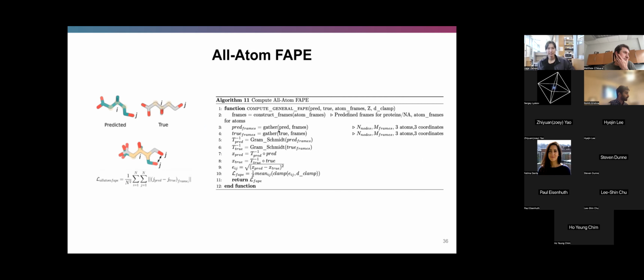The only difference really is that you have to gather the coordinates for each frame, because they're not just in the N, C-alpha, C positions. So that's the general picture. I'm going to talk quickly about a couple of results, but that's a lot of the structure prediction, architecture, and loss function information. Are there any questions? Do people have any other topics of discussion at this point before I speed through a couple of results?